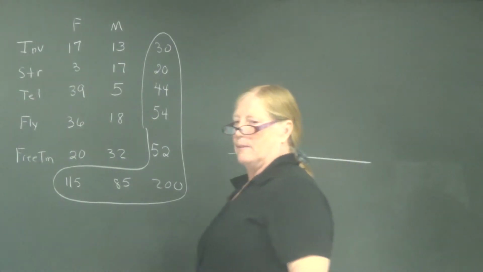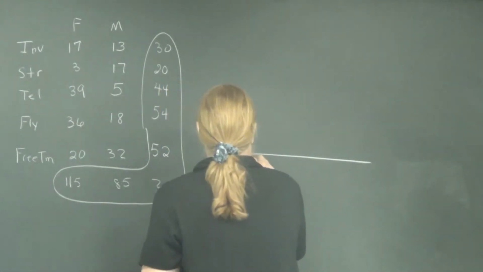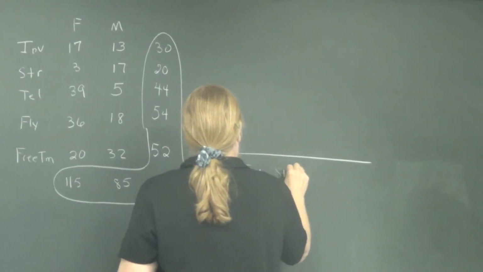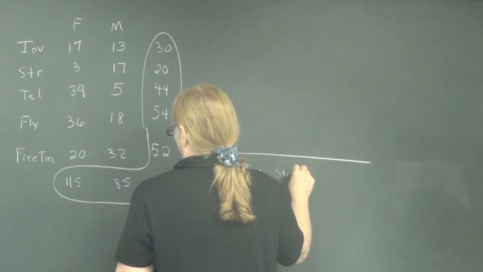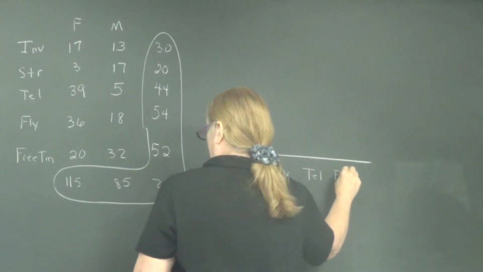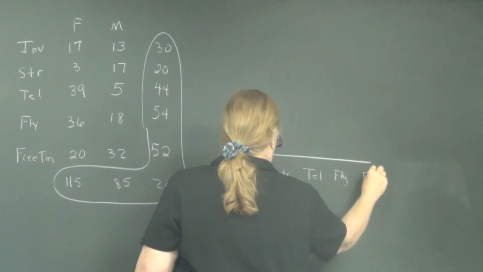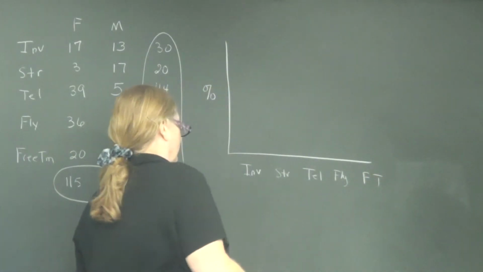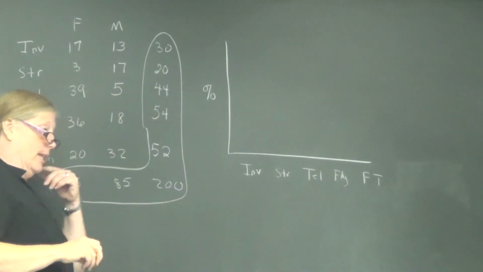So start out, we're going to put the powers. We're going to do the marginal graph of powers: invisibility, strength, telepathy, flying, and freeze time. And on here we're going to put percentages. And review for me how we got the percentages.